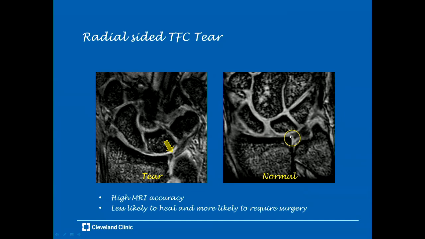So pay attention to the location if you're going to call a radial-sided TFC tear, to make sure that you're not just calling the tear at its radial attachment, where normally there should be high signal. MRI has been shown to have a high accuracy for detecting TFC tears, and radial-sided tears are less likely to heal and more likely to require surgery.